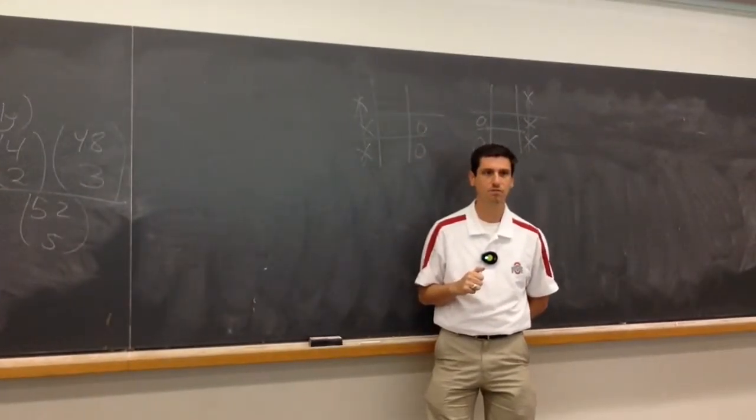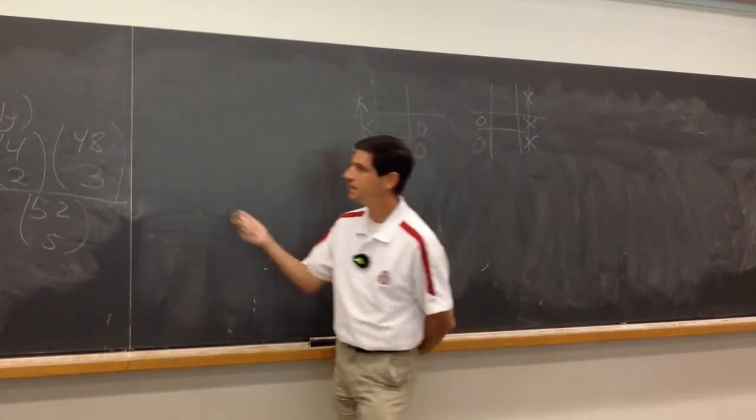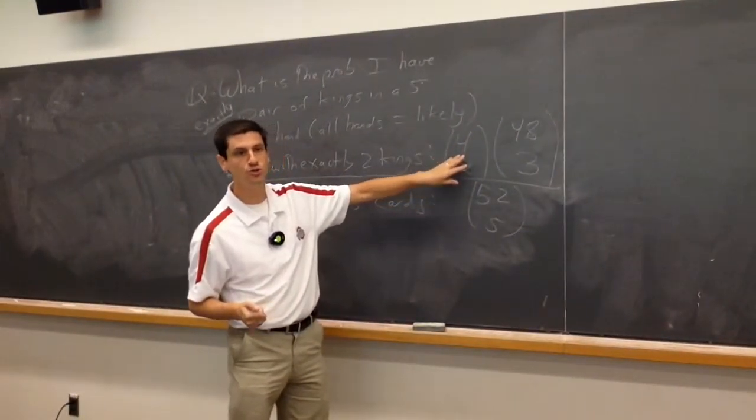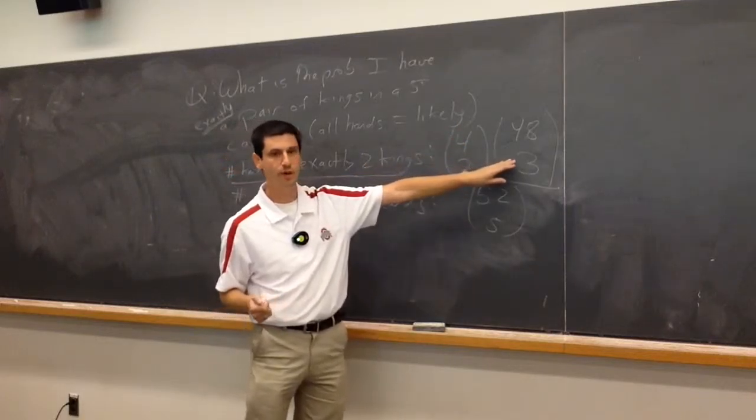Yes? Can you explain the 3? Sure. I need to have 5 cards total. Right? Yeah. And so I've already chosen 2 of my cards to be kings. I have 3 remaining cards.